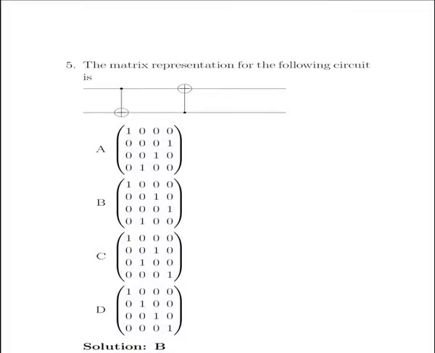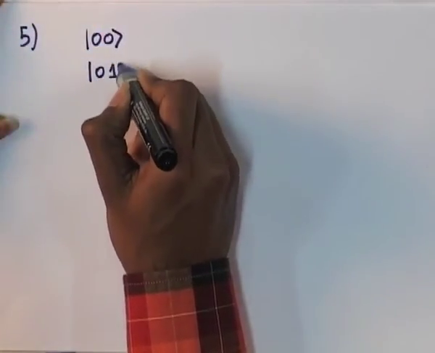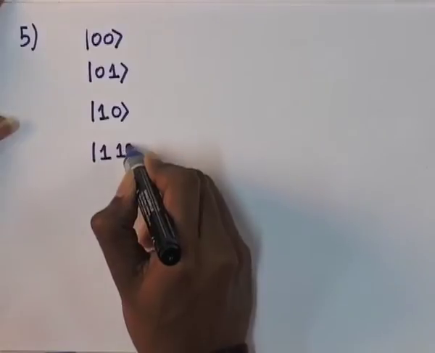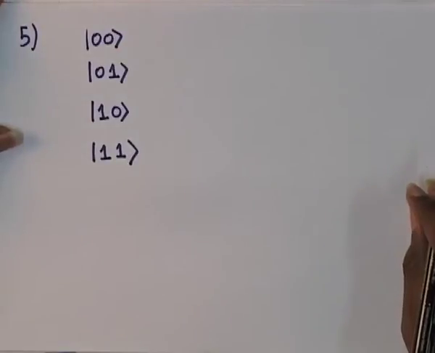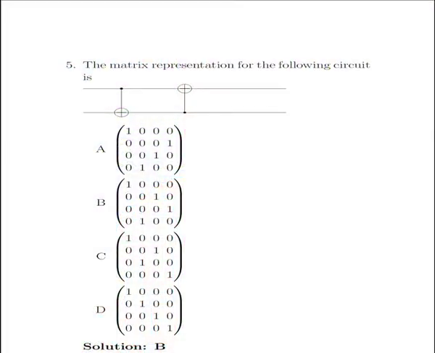In question 5, we are asked to represent a given circuit in the form of a matrix. So we first look at all the possible outputs for the various inputs and try to construct a matrix from them. The possible inputs are 00, 01, 10, 11. In this circuit, we can see that there are two conditional NOT gates, where in the first CNOT gate we have the first qubit as the control bit, and in the second CNOT gate we have the second qubit as the control bit.